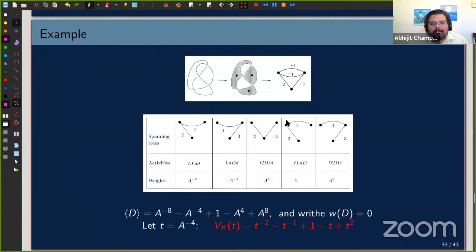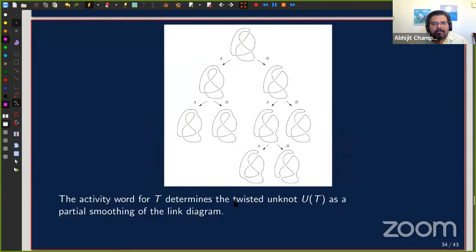And so here is an example. Here is a figure eight. Here is the diagram of a figure eight. Here is the Tait graph. And here are the spanning trees. Note that there are five spanning trees. And this is what is called the activity. You compute the activity, and then you assign the particular monomial. And now you just add up the monomials, and that's your Kauffman bracket, and now you can get the Jones polynomial from there. So that's the idea of spanning trees and monomials.